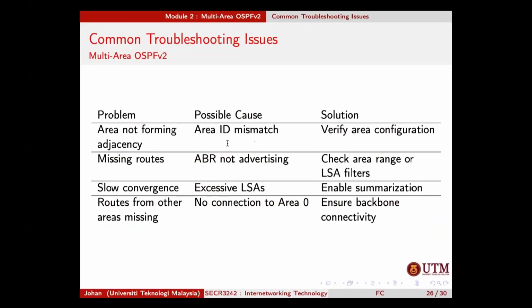So later on we'll check back. By doing this, we can be experts as network admins later on, if we work as a network manager or network administrator of a certain company, managing all the network using OSPF. So missing route, for example: the problem cause is ABR not advertising. The solution is to check area range or LSA filters, and how you need to do this in the activity.